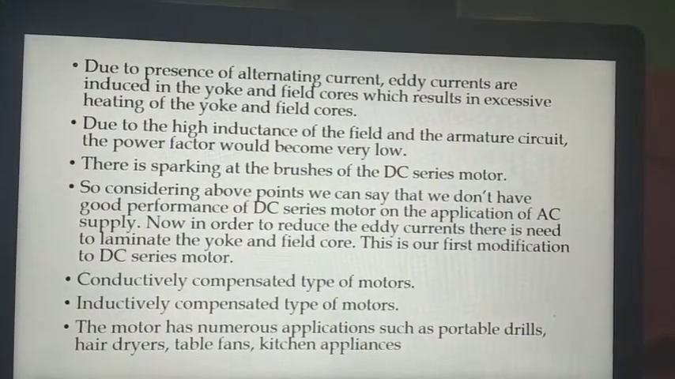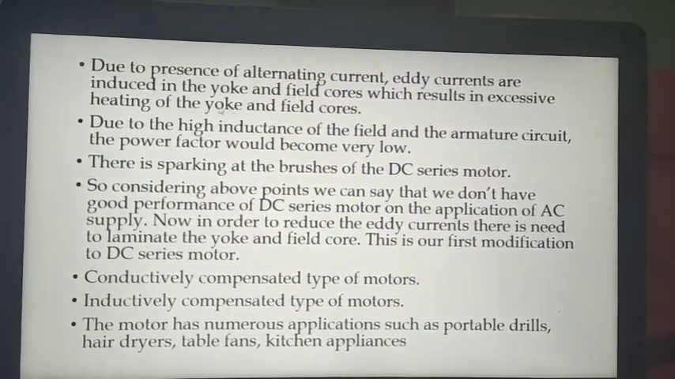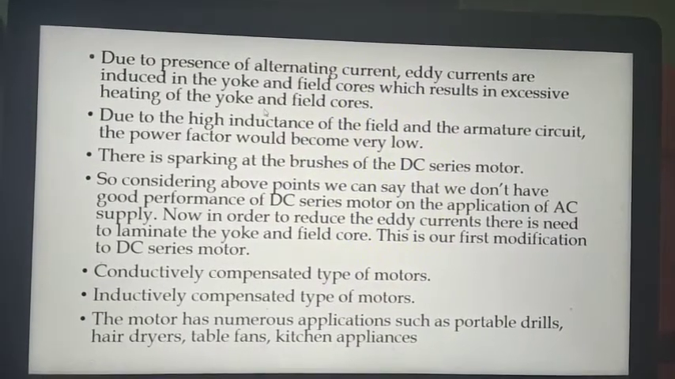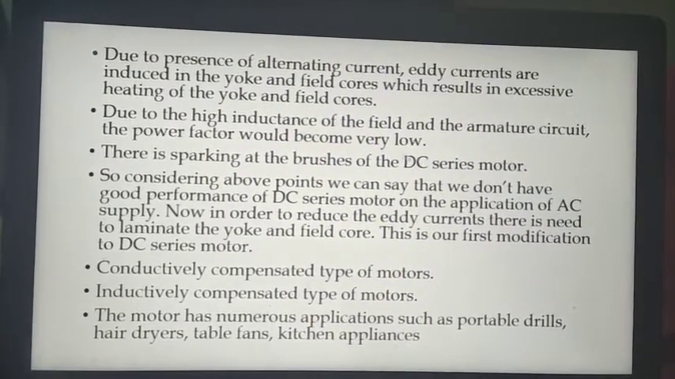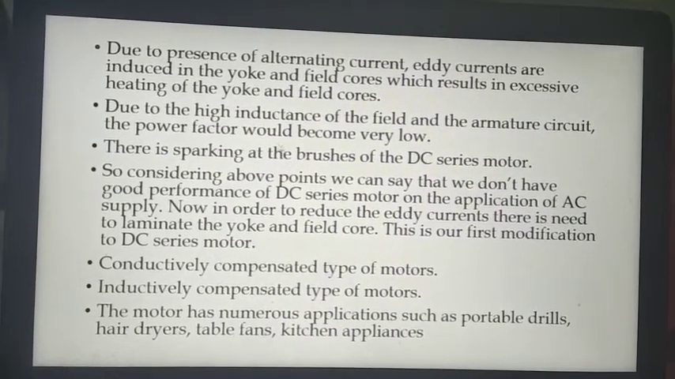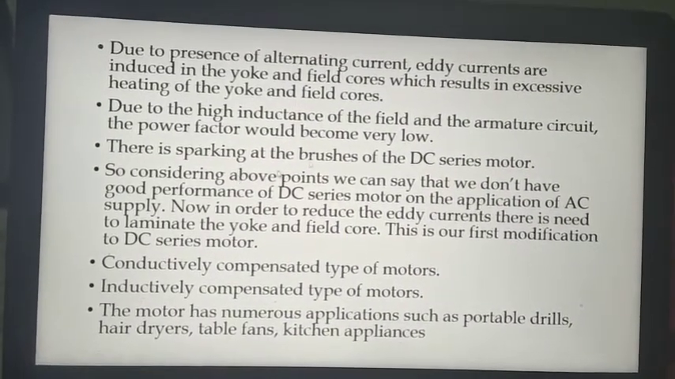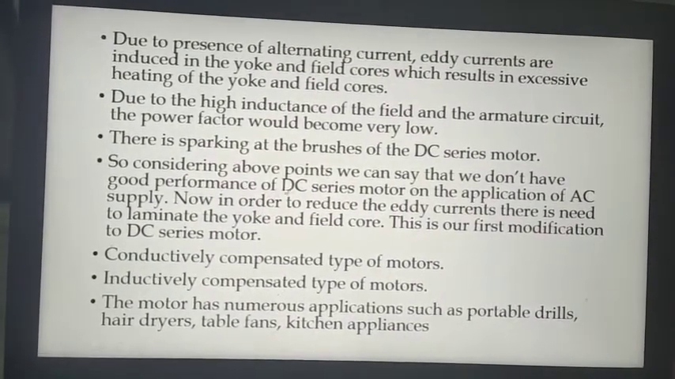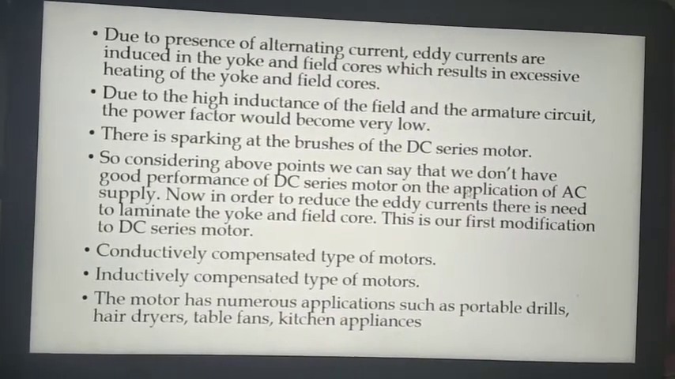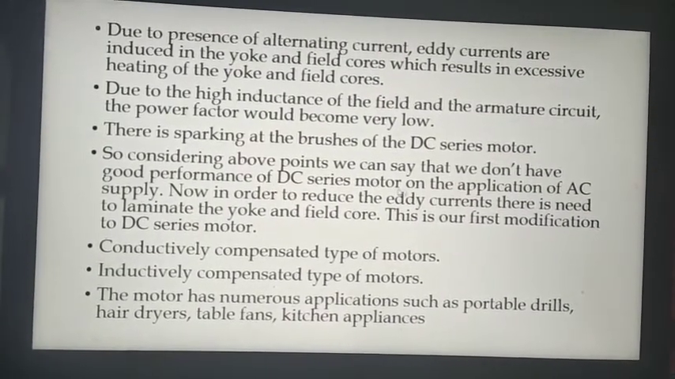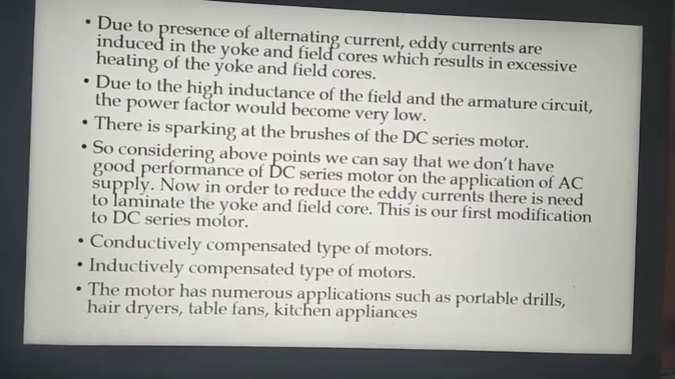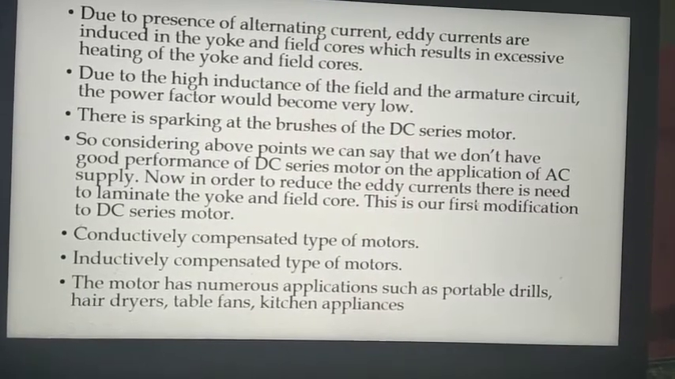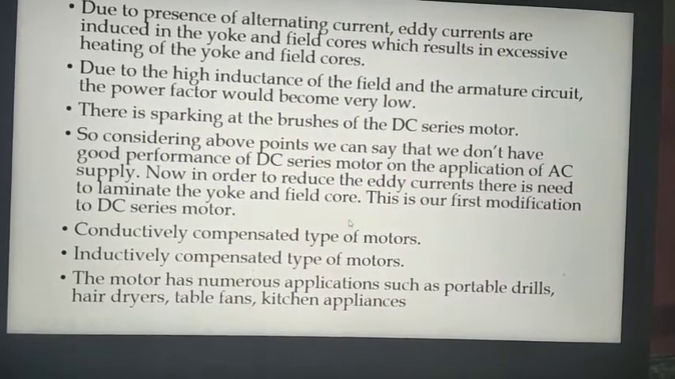Due to the presence of alternating current, eddy currents are induced in the yoke and field cores, resulting in excessive heating of the yoke and field coils. Due to the high inductance of the field and armature circuit, the power factor would become very low. There is also sparking at the brushes of the DC series motor. So considering the above points, we can say we don't have good performance of a DC series motor on AC supply. Now, in order to reduce the eddy current, there is a need to laminate the yoke and the field cores.